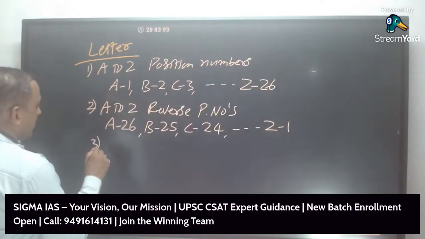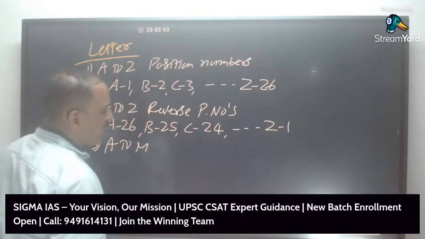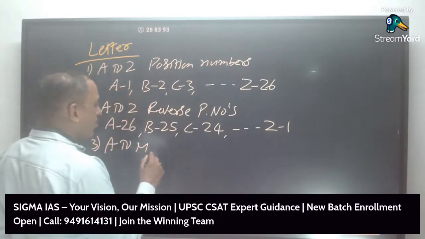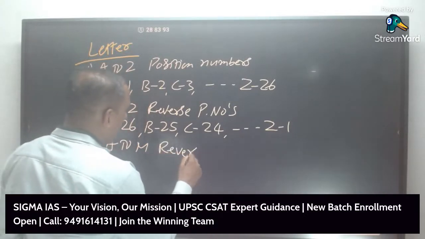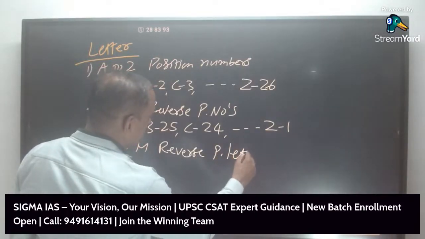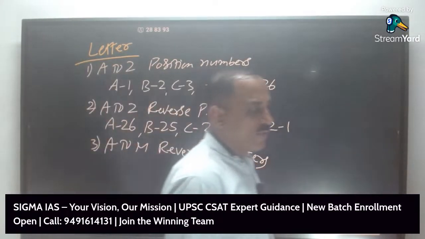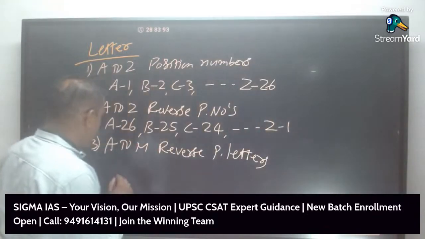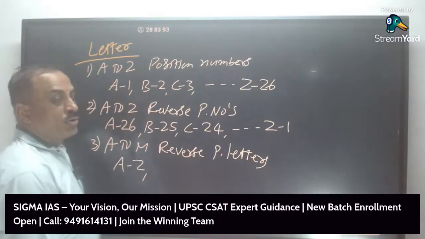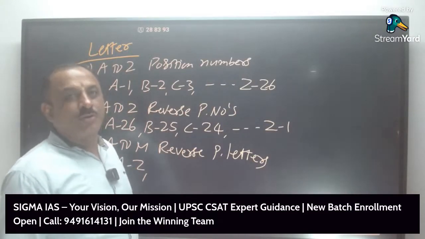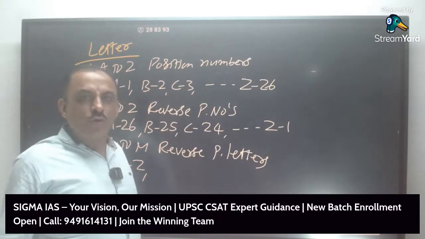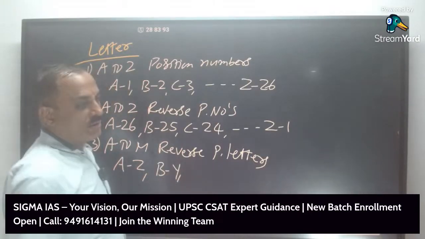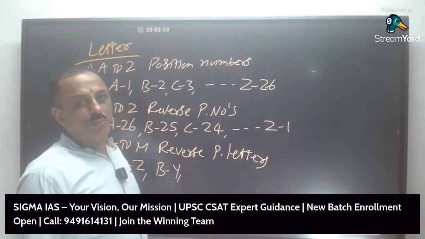And the next one is A to M alphabets reverse position letter. Up to Z is not important, up to M only. What is the meaning of reverse position letter? A is the first letter, A reverse position is the first letter from last, that is Z. If A reverse position is Z, no doubt Z reverse position is also A. B is the second letter, its reverse position is Y. Y reverse position is B.